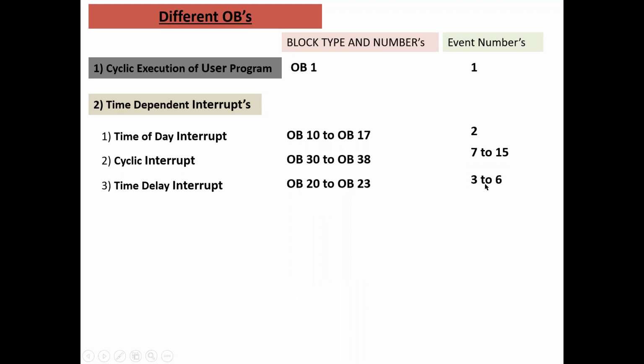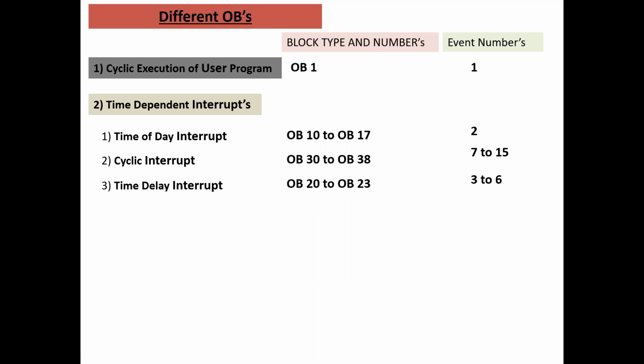Here, the higher the event number, the higher the error priority. It will compare between event number 1 and 15. Which is the higher number? 15. So it will stop your OB1, execute this only one time, and then go back to OB1.